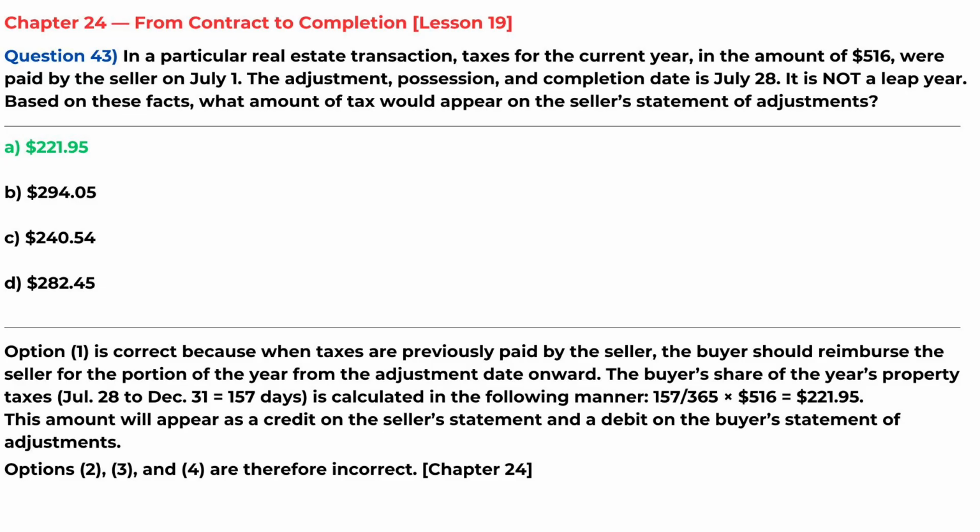The buyer's share of the year's property taxes, July 28 to December 31st, equals 157 days, and is calculated in the following manner. 157 divided by 365 times $516 equals $221.95. This amount will appear as a credit on the seller's statement and a debit on the buyer's statement of adjustments. Options 2, 3, and 4 are therefore incorrect.